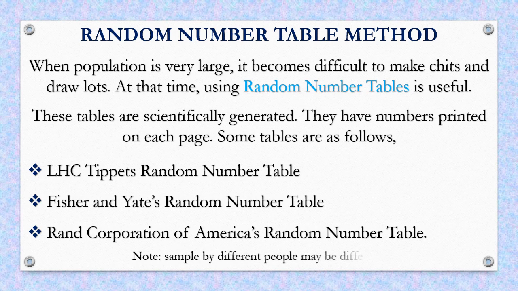Do remember that when we are using a random number table, samples taken by different people may be different, because the method of operating a random number table varies from person to person. So if I take some samples from the table and you take a sample from the table, our samples might be different. Remember that point.